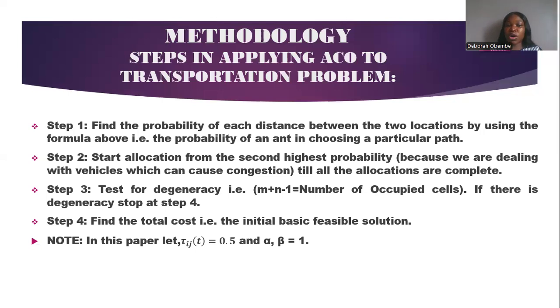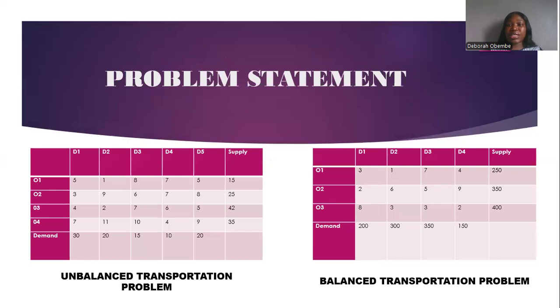Note in this paper, we said let our pheromone concentration be 0.5. That means we have assumed that evaporation has taken place and has taken half of the pheromone deposited by the ant. And we say our alpha and beta are equal to 1. So these are the problem statements. See the unbalanced transportation problem and the balanced transportation problem.